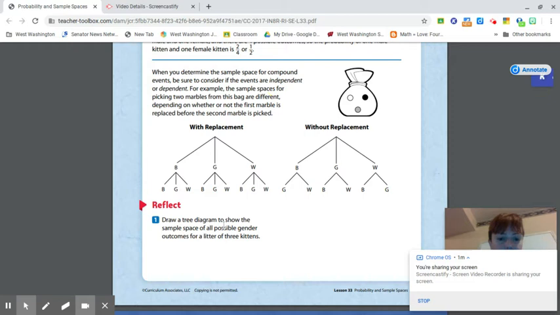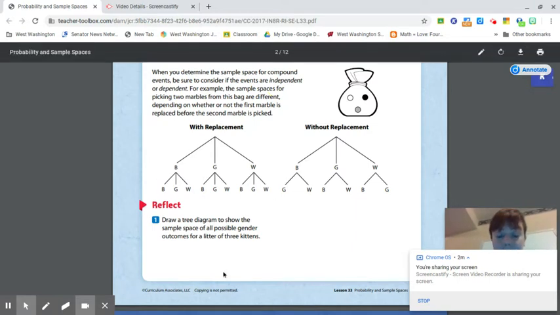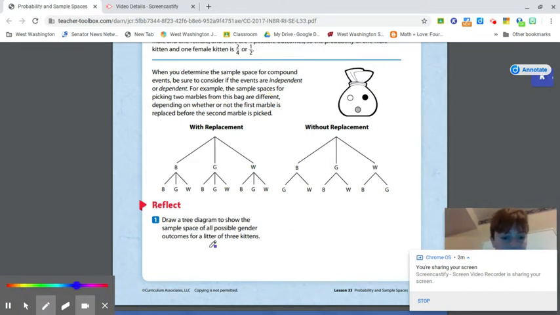Draw a tree diagram to show the sample space for all possible gender outcomes for a litter of kittens. Never in my years of state testing have I ever seen anyone have to draw a tree diagram from the beginning. They had to fill in some blanks over here, and so they needed to understand where this would come from. But this isn't really that horrible, I guess.